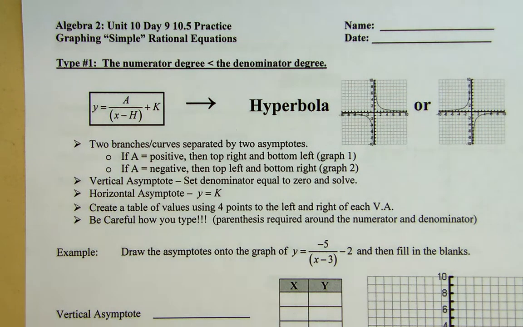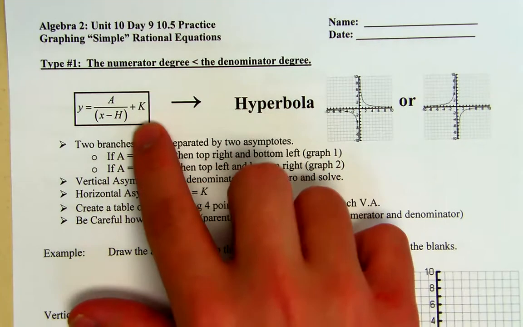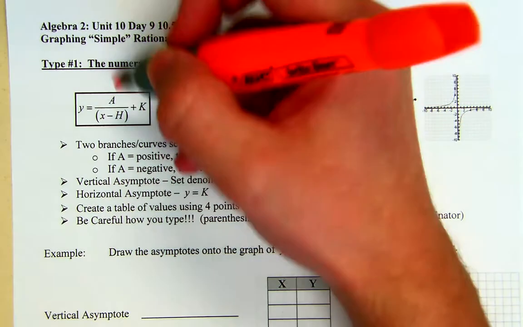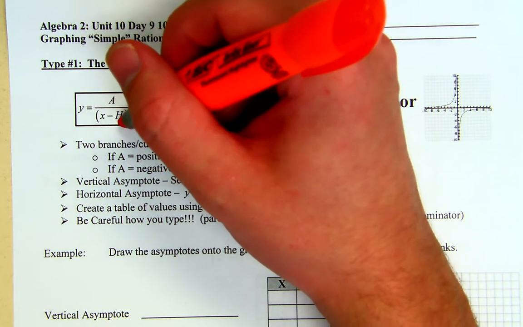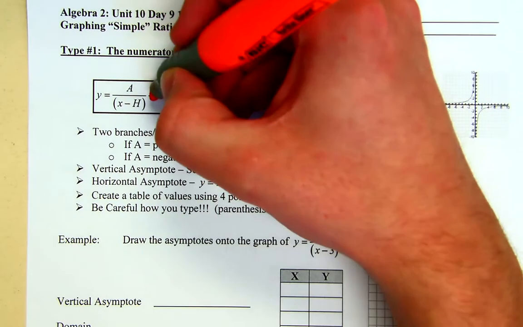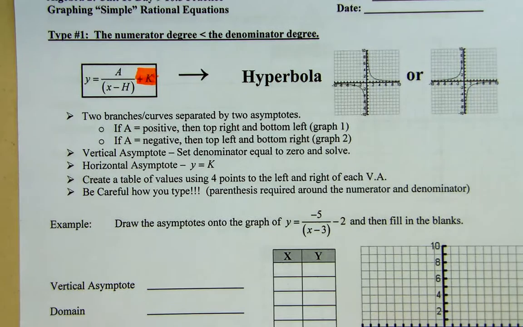Alright, so we learned how to do hyperbolas yesterday, or in the last video. So now we're going to keep doing hyperbolas. There's just going to be a few things that change. We might have multiple asymptotes, or we might have a hyperbola that has this plus k. So yesterday we had that ax plus b or minus b over cx minus d. Now the new thing is this plus k here. All that's going to change is the horizontal asymptote.